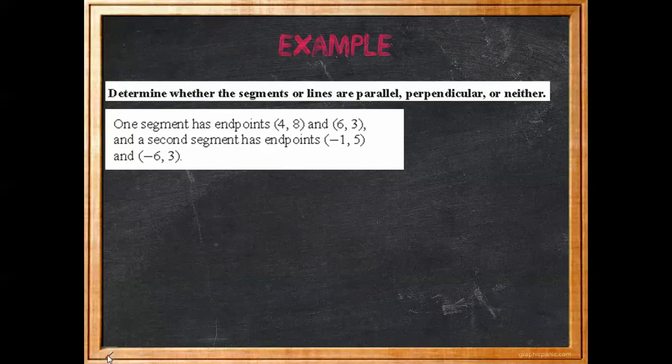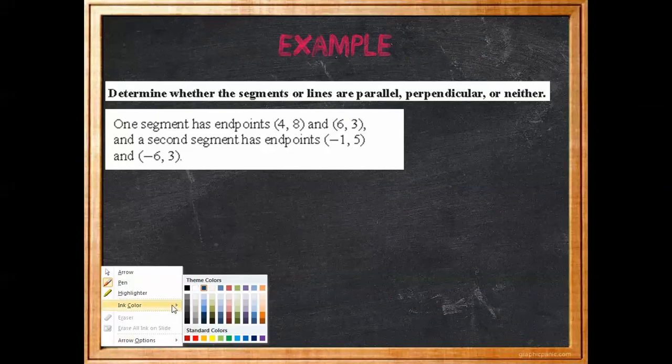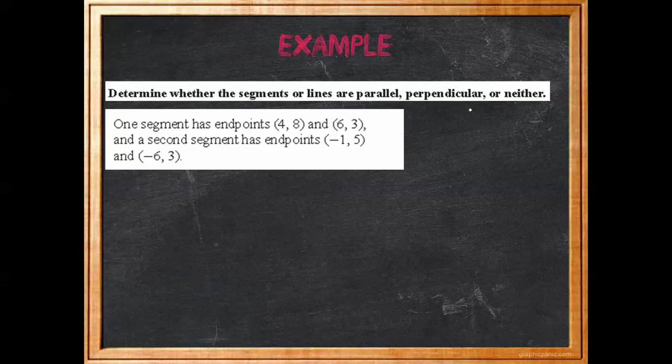On this one right here, we're going to determine whether the segments of a line are parallel, perpendicular, or neither. So remember, when we're determining this, we're talking about the slopes of the line. We're going to have to find the slope of the line first because we're given the endpoints. For the first segment, we're given the endpoints 4, 8, and 6, 3.